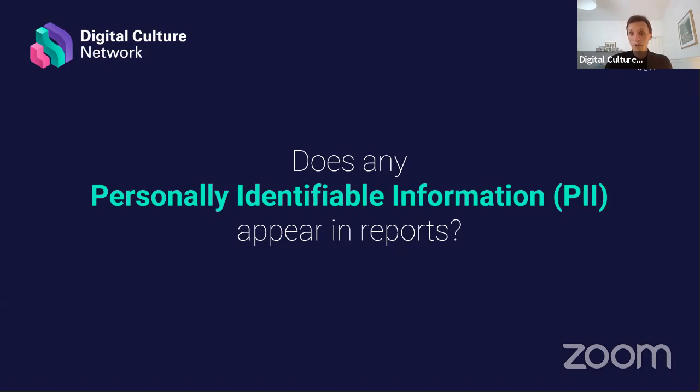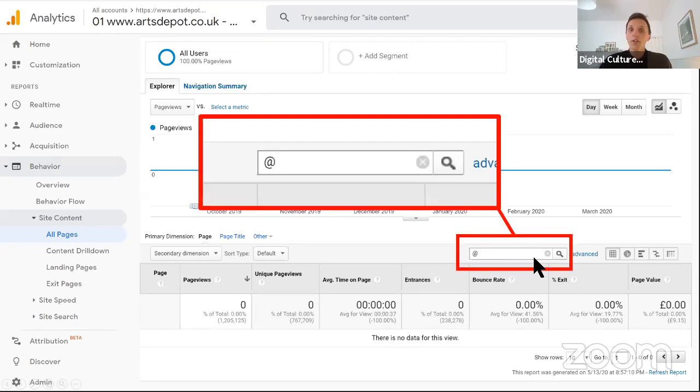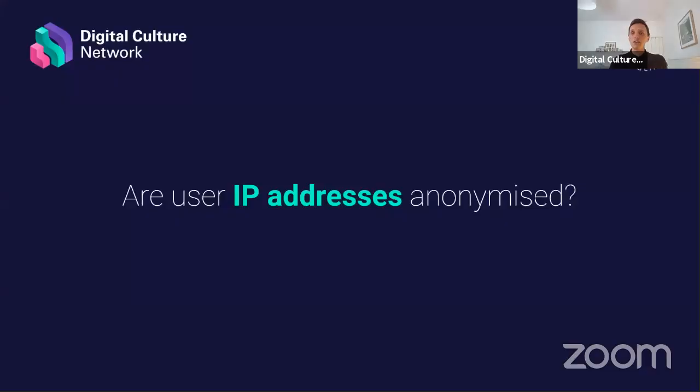The quickest way to check for email addresses is to go to the behavior reports, go into site content, and then all pages, because we're looking at all pages on the website. And it's in the search bar, which is just here, if you can see that. You can put the @ symbol and then do a search. Now, what I was doing is looking for, because all email addresses have an @ symbol in them, it should appear if that data's in there. Now, Arts Depot, brilliantly, nothing. No email addresses, perfect, that's what we want to see. Well done, Helen.